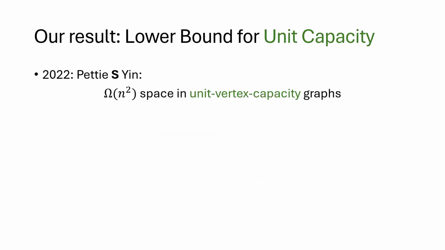And what we show is that you actually need n squared space, even in the unit capacity case. And moreover, even when you allow some additive approximation up to root n. So that basically cleans up the picture now. There is some dichotomy which says that for undirected edge cut, you need size n. For vertex cut, you need n squared.